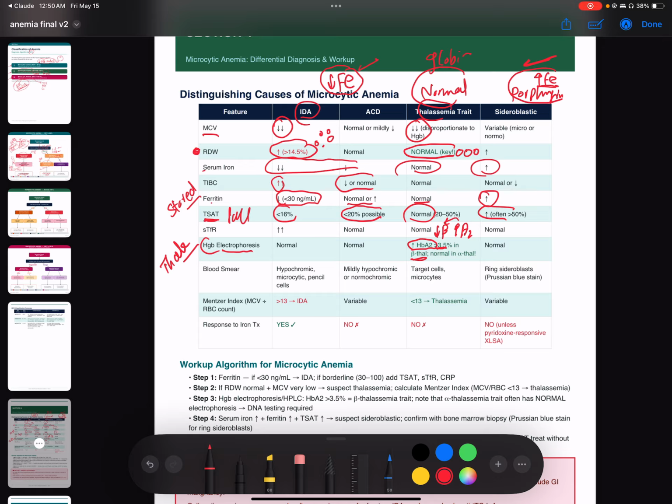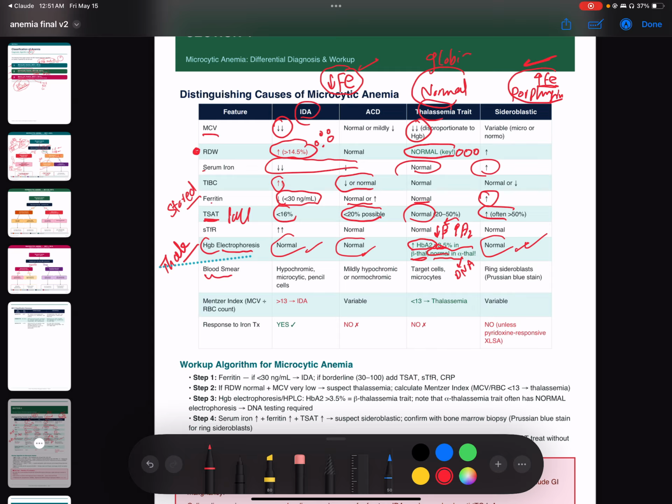What if it's alpha thalassemia? In alpha thalassemia, the hemoglobin electrophoresis will be normal, so in that case you need to do DNA testing. And of course, in iron deficiency anemia, anemia of chronic disease, or sideroblastic anemia, it would be normal because they have globin, they have alpha 2 globin and beta 2 globin. It's not a globin problem, right? It's a heme problem, whether the iron is not available or deficient, or the porphyrin ring. So these are heme problems.